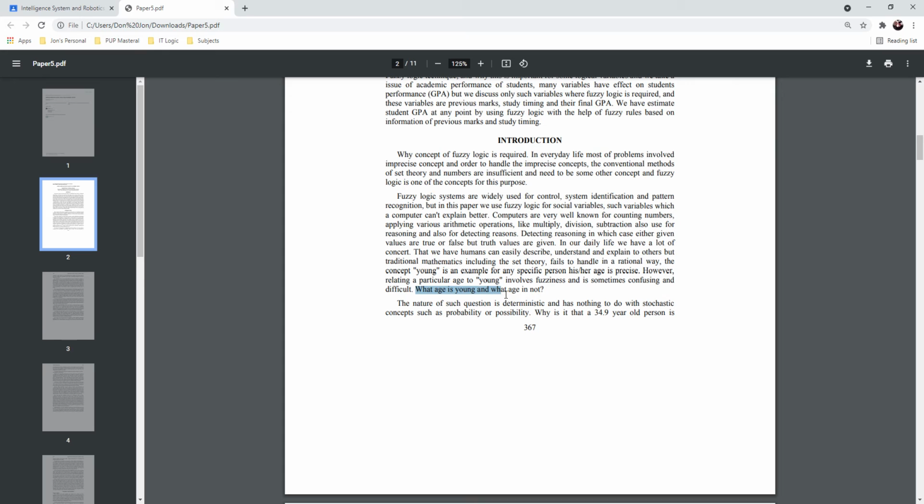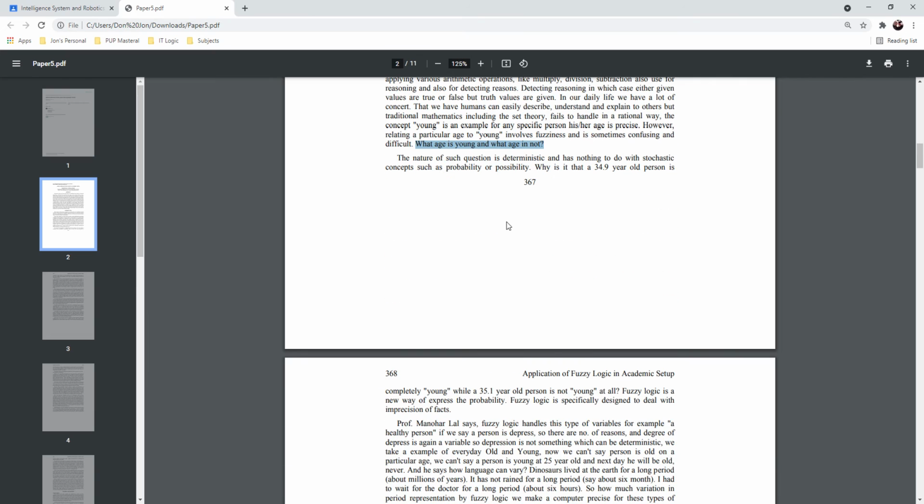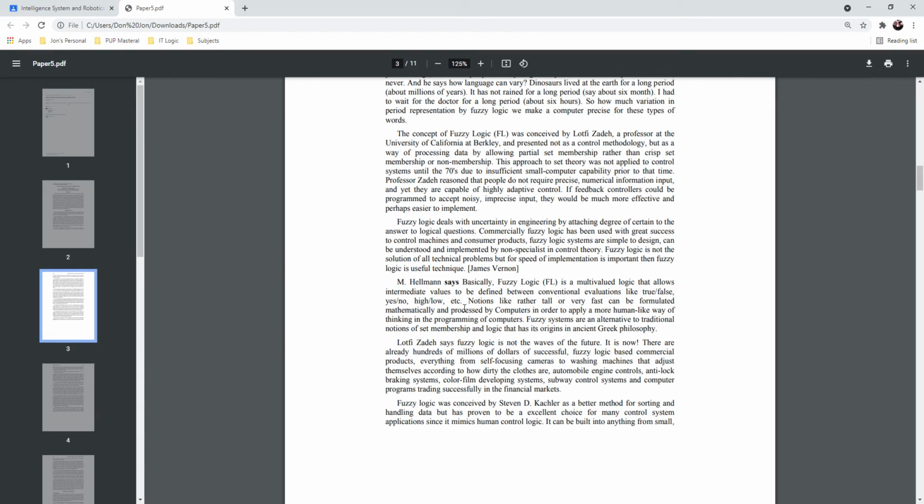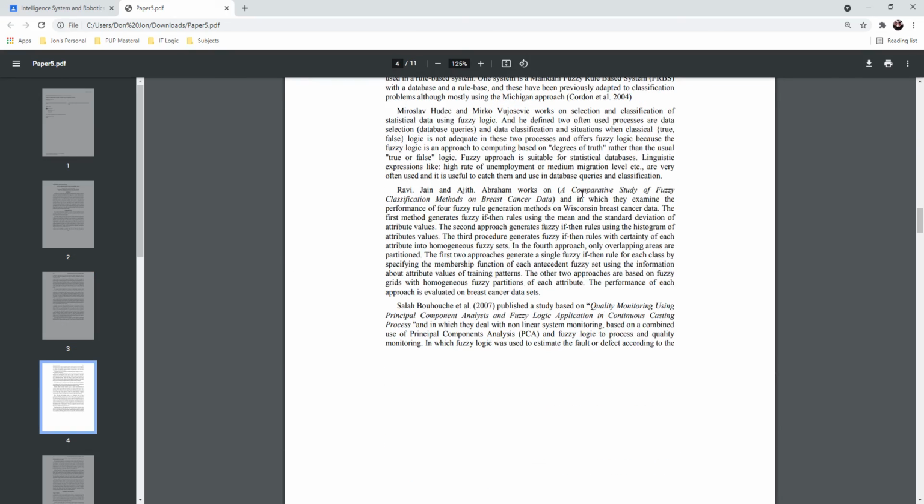What age is young and what age is not? How true is true and how false is false? The nature of such questions has nothing to do with stochastic concepts such as probability or possibility. Why is 34.9 years old completely young, while 35.1 years old is not young at all? Fuzzy logic is a new way to express probability, and it is specifically designed to deal with imprecision of facts. If you scroll down more, you'll get more definitions of fuzzy logic from other authors or professors in the field that will be very useful for us to understand it.